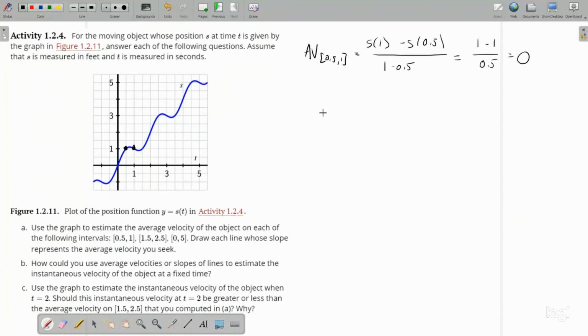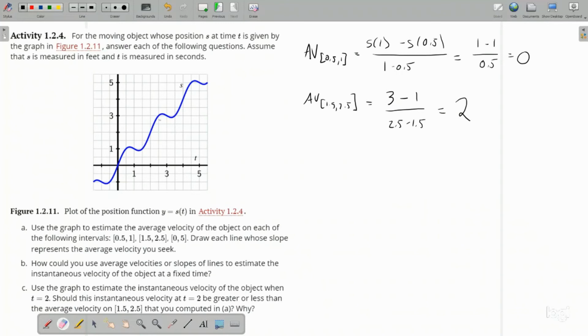From 1.5 to 2.5, the average velocity from 1.5 to 2.5. Let's go ahead and erase these points. Let's take a look. So 1.5 is here, 2.5 is there. And if we look at the value, the average velocity is going to be the endpoint height 3 minus 1 over 2.5 minus 1.5, which is going to be 2, because 2 on top, 1 on bottom, 2 over 1 is just 2. And so that's that value.